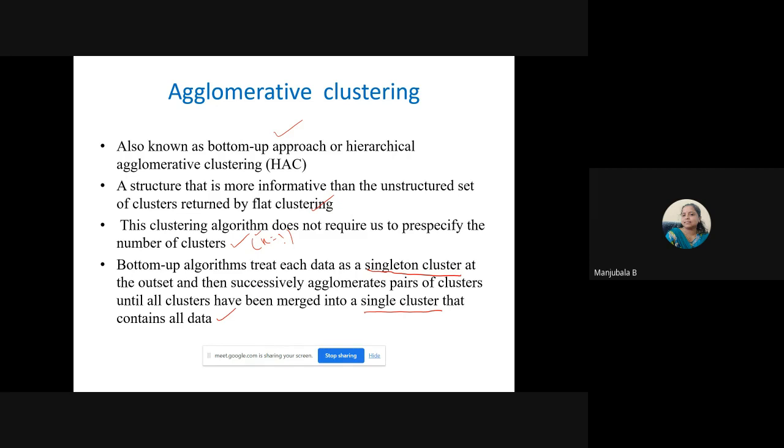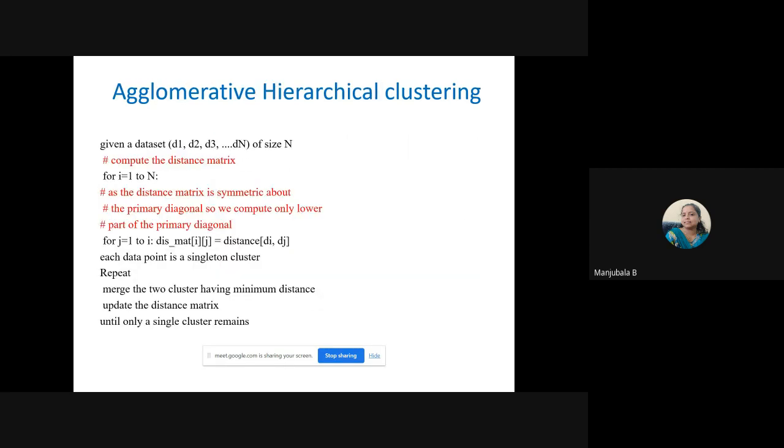So how do we form groups among the data points? For that we use the Euclidean distance. This algorithm for agglomerative hierarchical clustering is also very simple. We have a given data set D1 to Dn of size n. We have to compute the distance matrix, which is the Euclidean distance between two points, for i equals 1 to n. The distance matrix is symmetric about the primary diagonal.